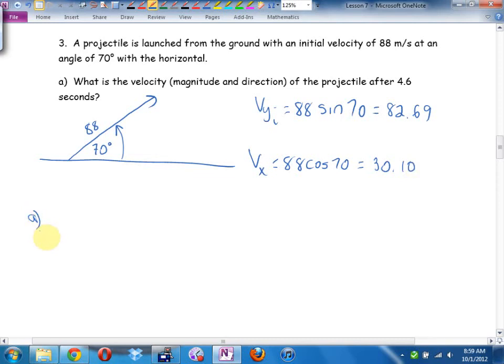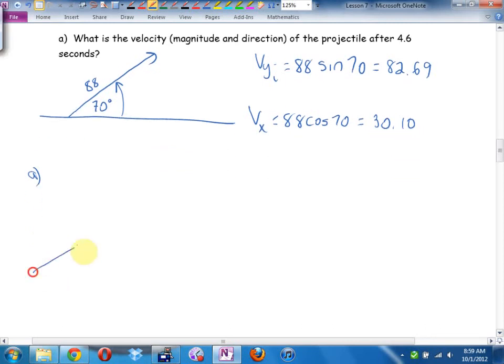A says, what is the velocity, magnitude, and direction of the projectile after 4.6 seconds? Well, this is a bit tricky because, first of all, I'm not sure if this thing's on its way up or on its way down. If it's on its way up and I wanted to draw a little picture, the velocity would look like that. If it's on its way down, the velocity would look like that. Right?